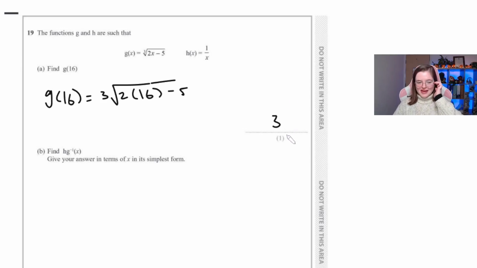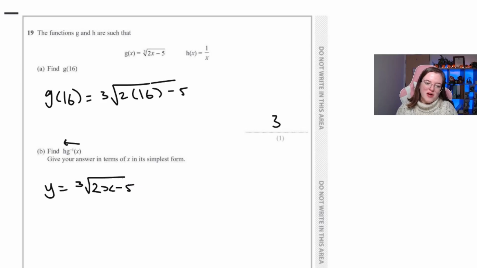And then part B finds h of g minus 1 of x. So with these, you read it this way. We're going to do the inverse of g first, and then put that into h, always reading from right to left. So we find the inverse of g. If I'm using inverse, make it equal to y first off, because that makes it a bit easier. So y is then equal to the cube root of 2x minus 5. And then get x on its own. So I'm going to cube: y cubed equals 2x minus 5.